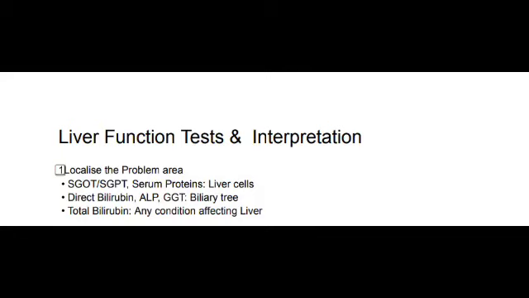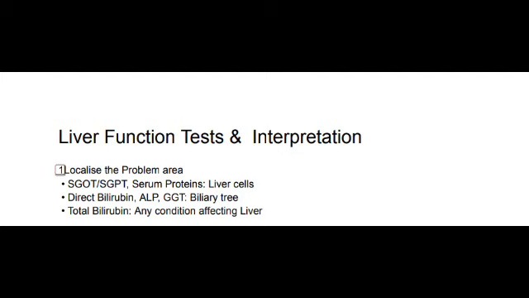Hello. So today we are going to see the interpretation of liver function tests in short. So first thing that we have to do is to localize the problem area. So we have to look which of the tests are abnormal. So if we see that the SGOT, SGPT and the serum proteins, that is the albumin and globulin levels are abnormal, then the problem lies in the liver cells.